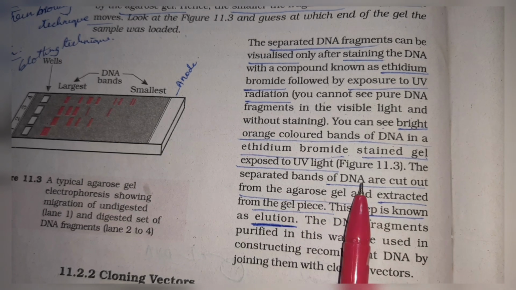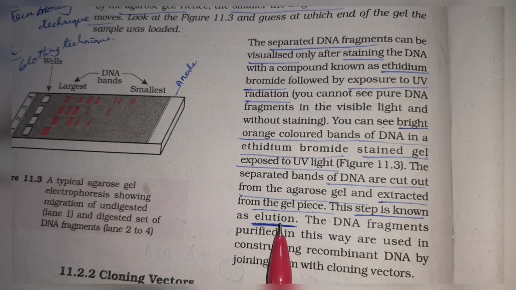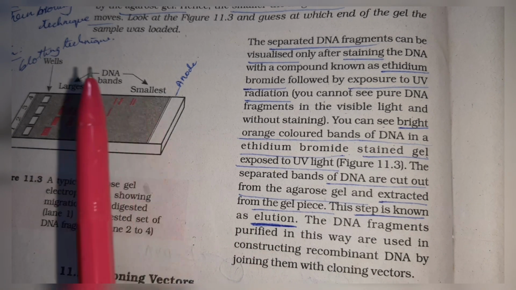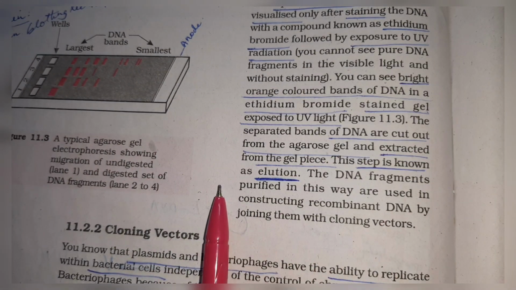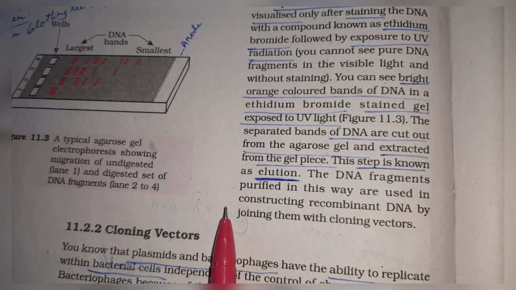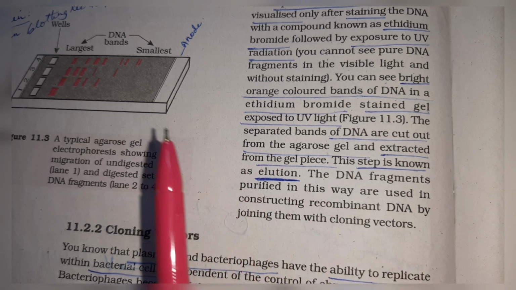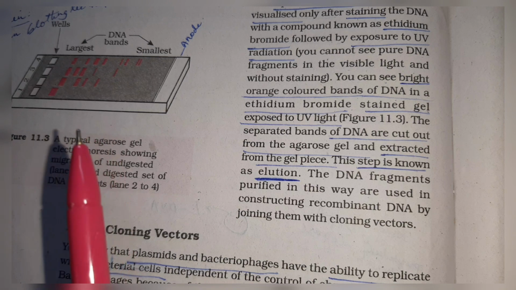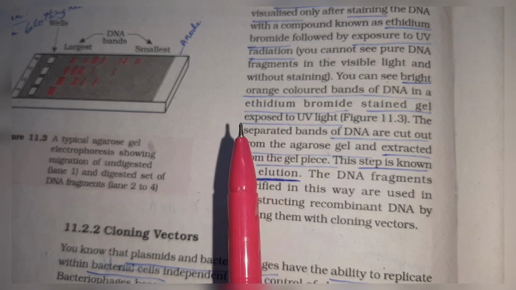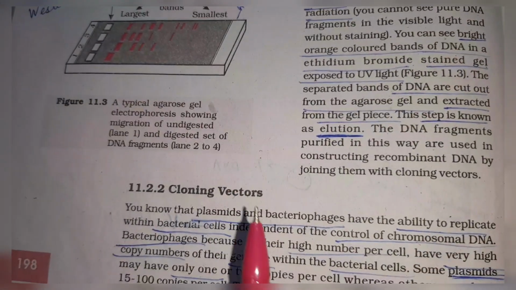The separated bands of DNA are cut out of the agarose gel and extracted from the gel piece. This step is known as elution. Taking out the DNA from the agarose gel is known as elution. The DNA fragments purified in this way are used in constructing recombinant DNA by joining them with cloning vectors. Then when this DNA is removed through the process of elution, it is transferred into the cloning vector, and this helps in the creation of recombinant DNA.